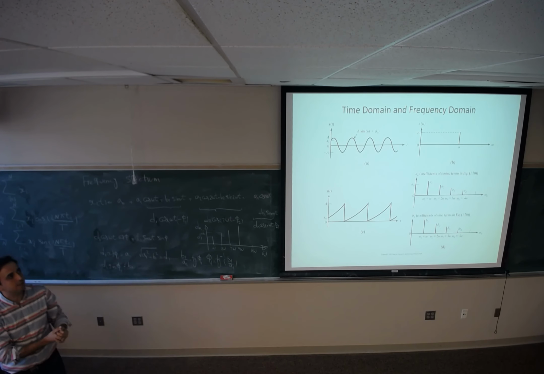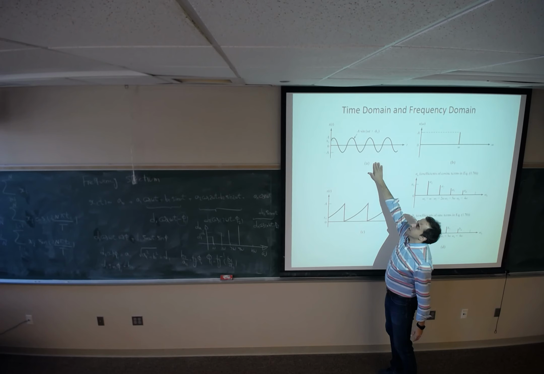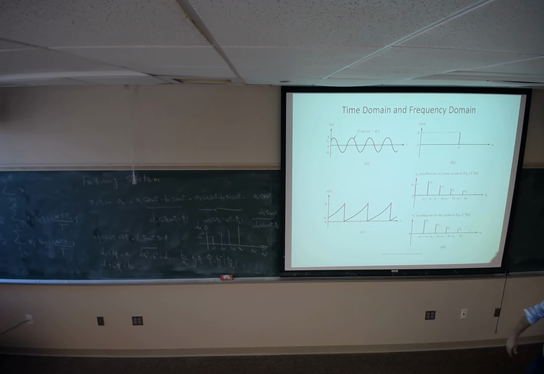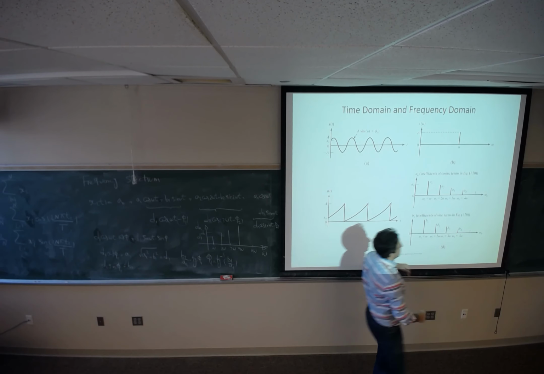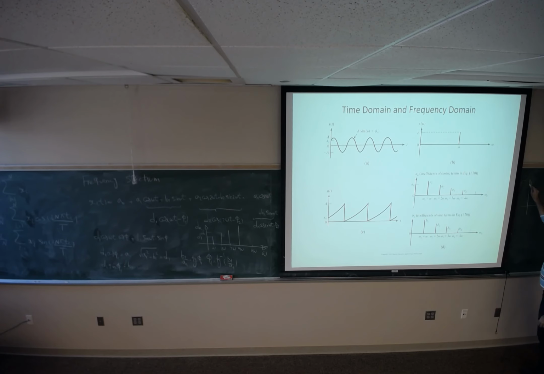In signal processing, we might have time domain versus frequency domain. Suppose we have a function like this. It's a harmonic function, a sine function: A sine of omega t plus phi naught. If I ask you to draw this motion as a function of time, this is going to be time, and this is going to be x of t. So it's going to look like this. It's a sine function with the amplitude of A and phase angle of phi naught.